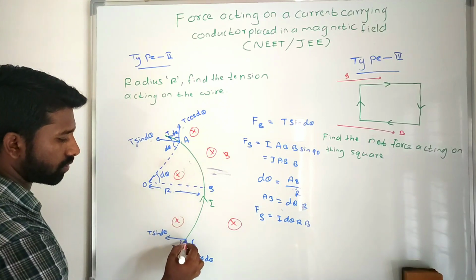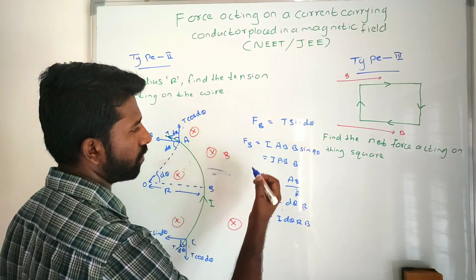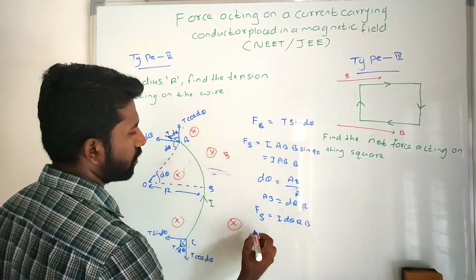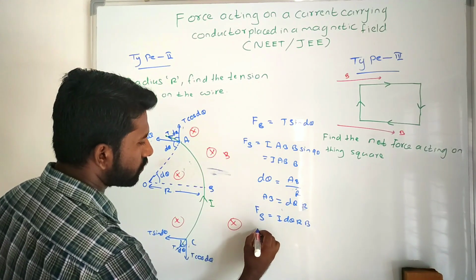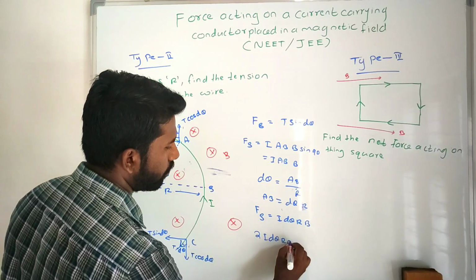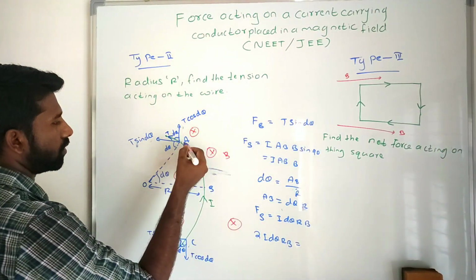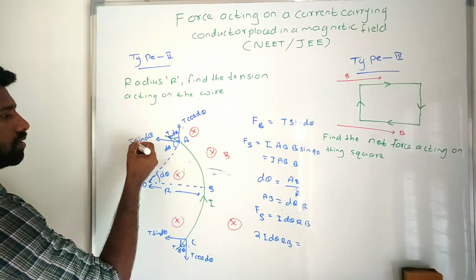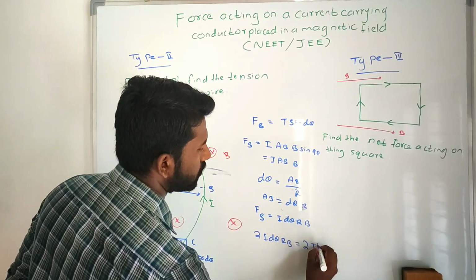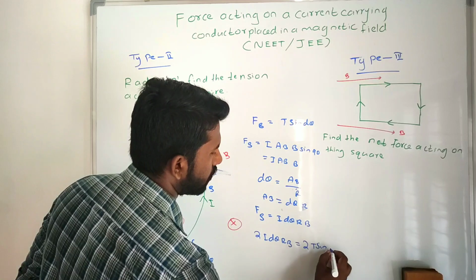There is another portion also there, that is BC. So the net FB, what you will get? The net FB is 2 times of this. So we can write it as 2I d theta RB is equal to how much? This is also 2 times here. What needs to be? T sin d theta here and this side. So 2 into T sin d theta.